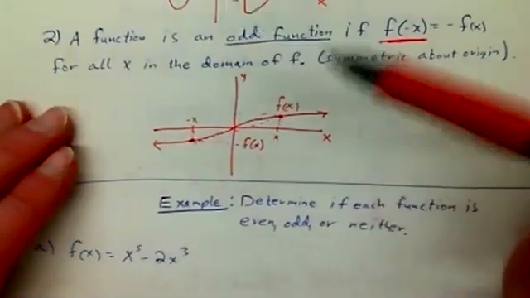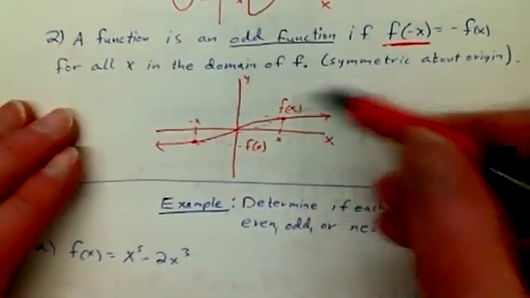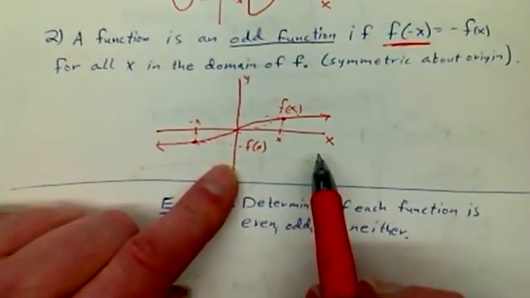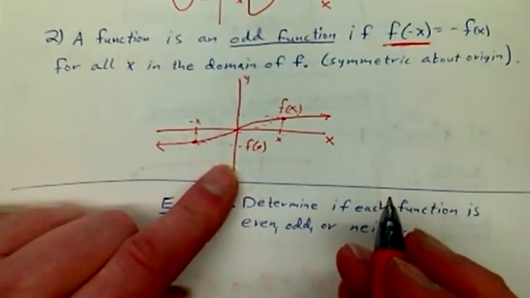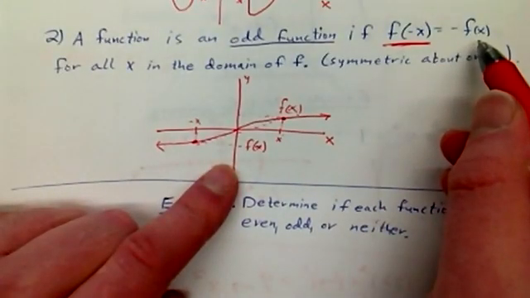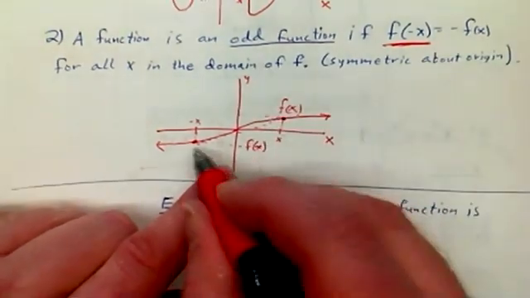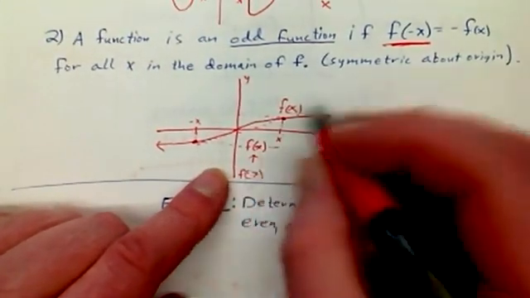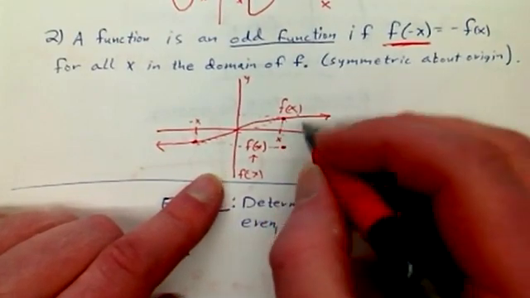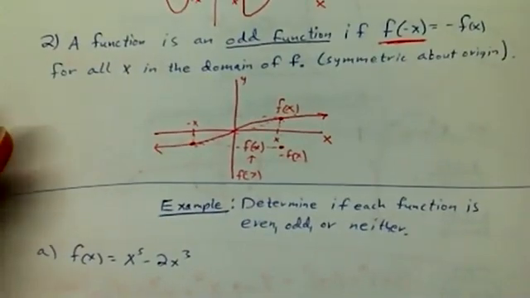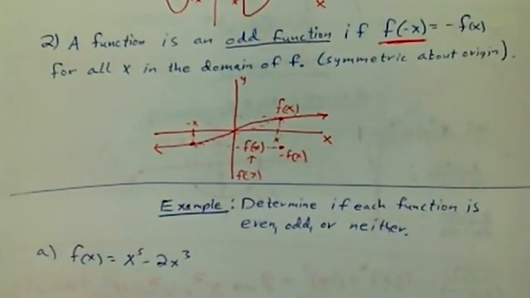So notice that if I have x and f of x, then f of negative x, right here, is going to be equal to negative f of x, and that's here. So this would be your f of negative x, and here we would have negative f of x. So it's the same thing as checking for symmetry about the origin.